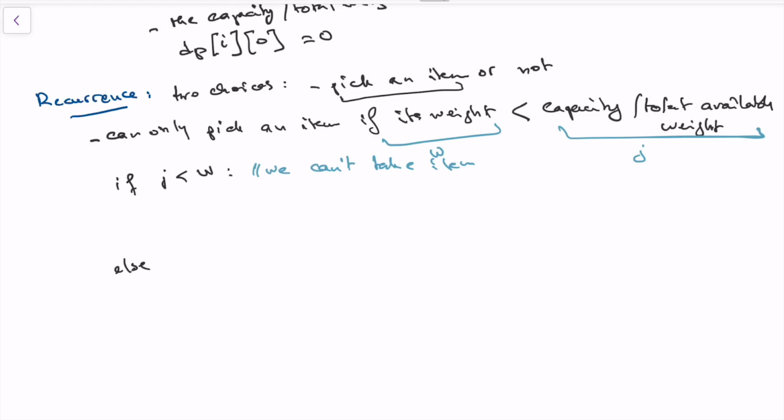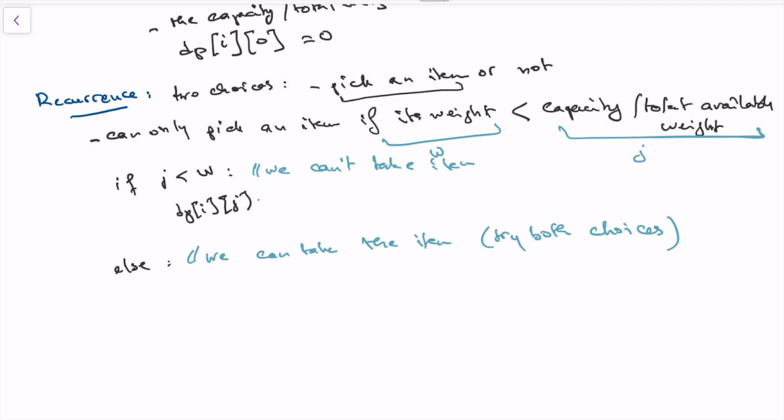Else, we can take it, but we have to try both choices because we don't know in advance which one is better. So here we can take the item, which means try both possibilities or choices. That's what dynamic programming does, tries everything and just picks the best one. And so where we can't take the item, dp of i j would be the same value as considering only the i-1 items and with the same weight, because we haven't taken anything.